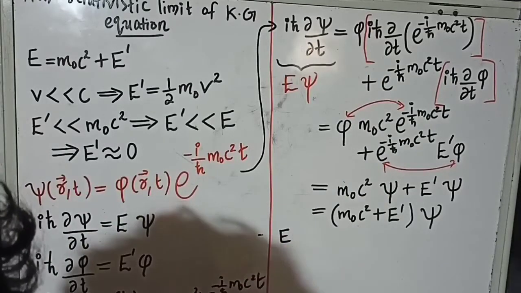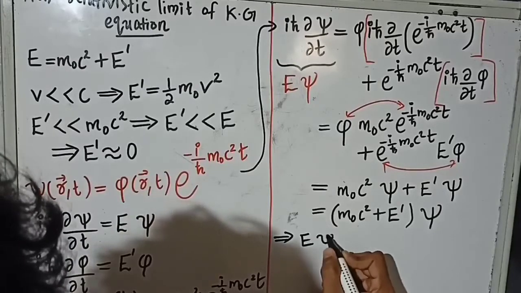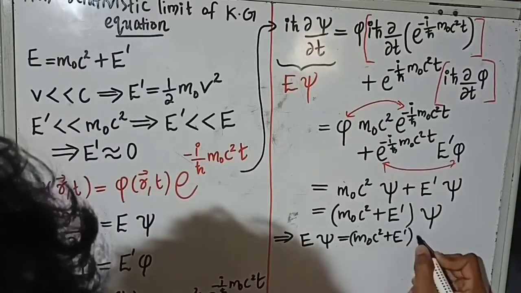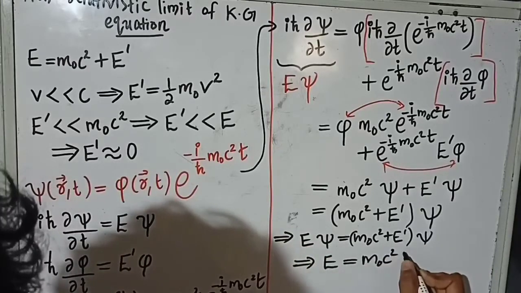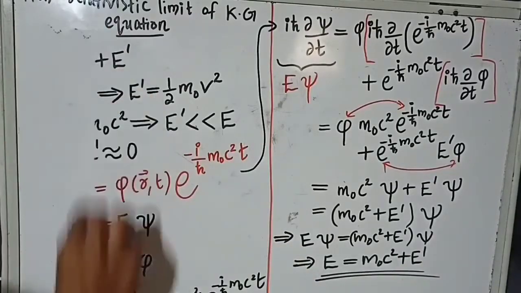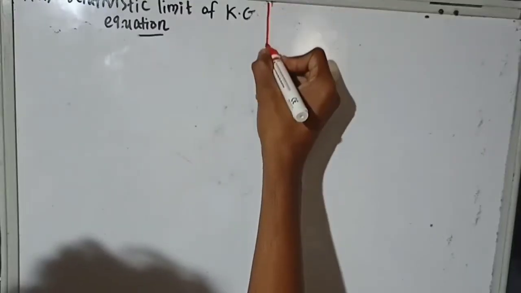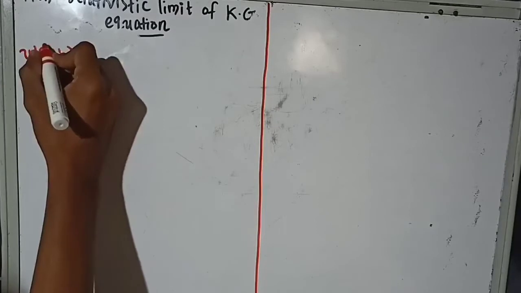So we can write E times psi is equal to m0 c square plus E dash times psi. This gives E is equal to m0 c square plus E dash. This is actually the total energy of the particle. This implies we can actually separate the free particle wave function into a relativistic and a non-relativistic part.